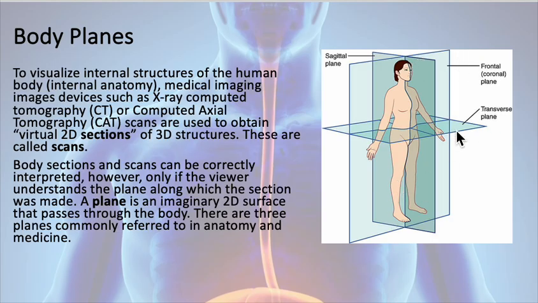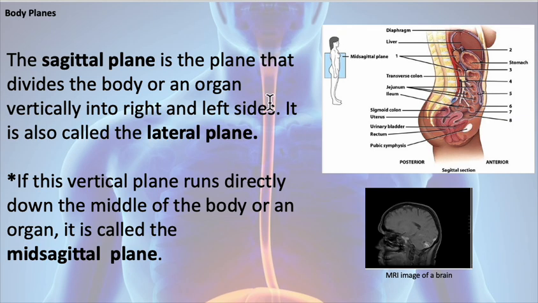And the third one is the transverse plane, which cuts in the horizontal direction. And so it allows us to visualize, either if you were looking down in a cross-section of the individual or up. And we'll look at photos to clarify this. But here we see the sagittal plane.